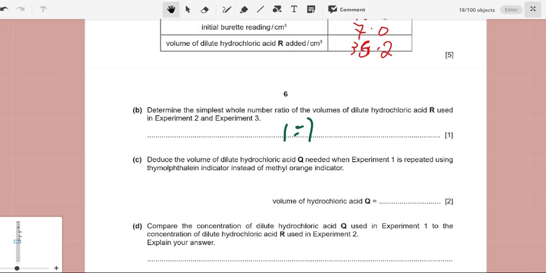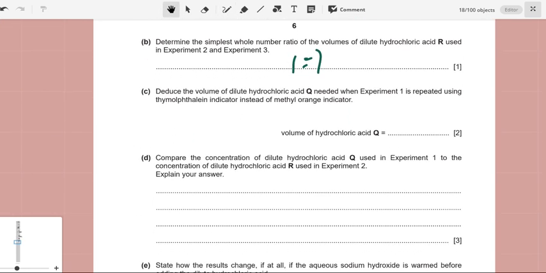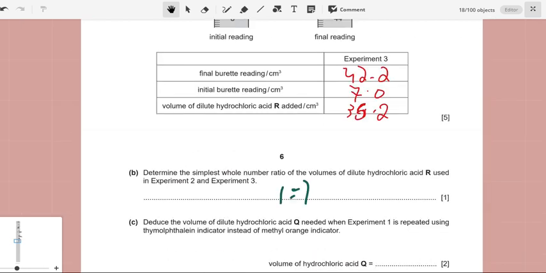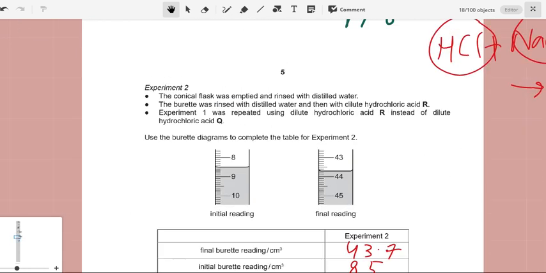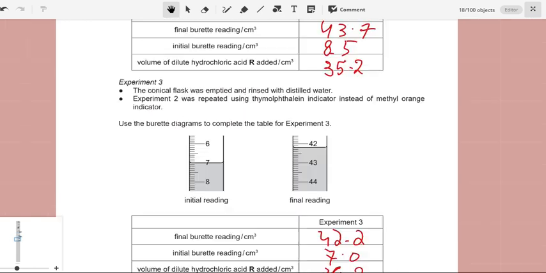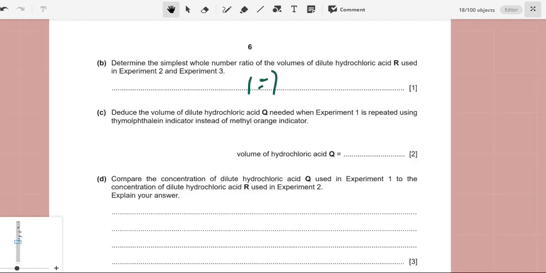Okay, now next is: deduce the volume of dilute hydrochloric acid Q needed when experiment 1 is repeated using thymolphthalein indicator instead of methyl orange indicator. So we already found the final volume, that is 17.6, and that should be in cm³.